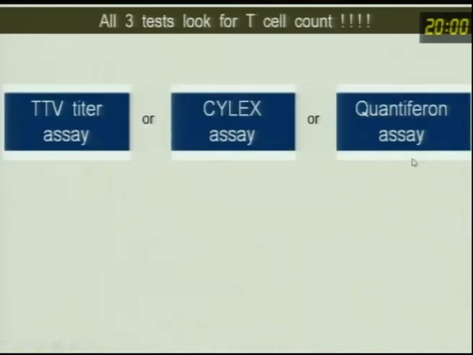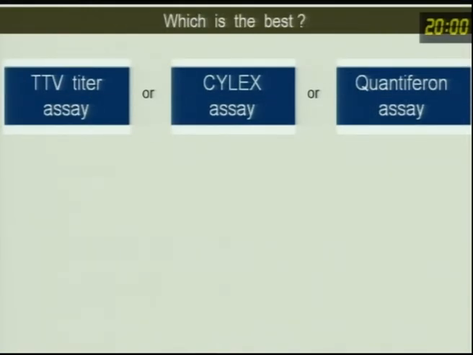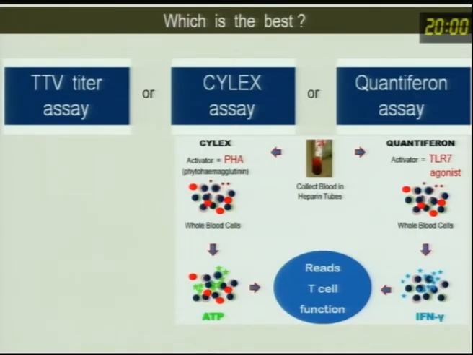Now we have 3 different tests, and all look at T cell function. So which one is the best? As a scientist, I have done a preliminary study on the Cylex assay and Quantiferon. One issue that I face is that the blood sample has to be transported at ambient temperature. It cannot be chilled, it cannot be frozen. That is a major challenge in a tropical country like ours. Added to that is the cost. I'm 100% dependent on the kits here, which increases the cost of these tests.